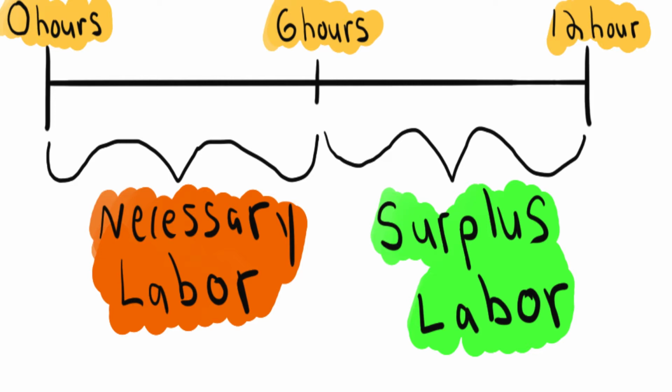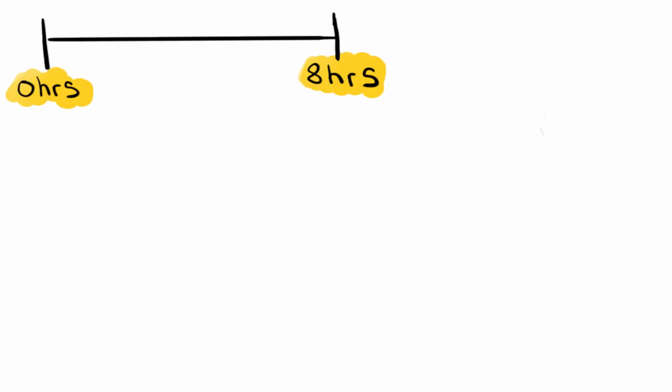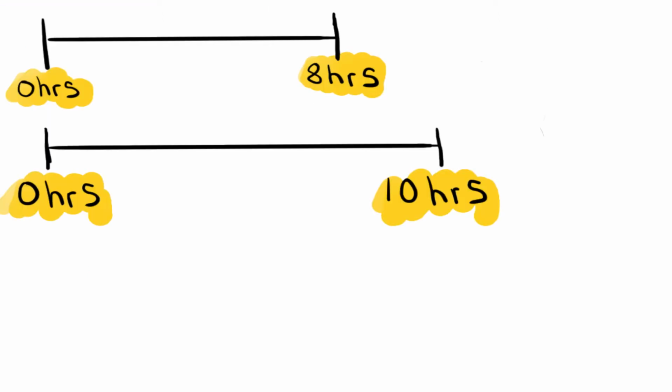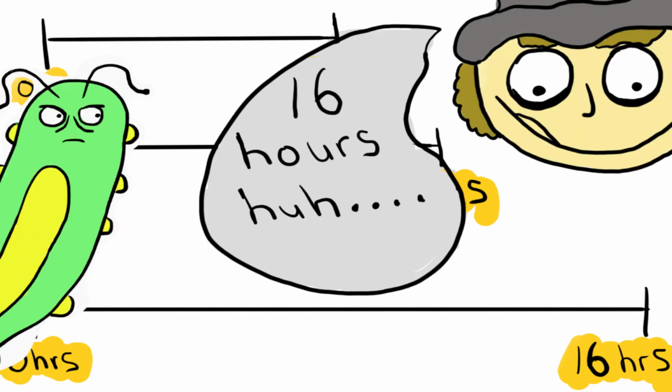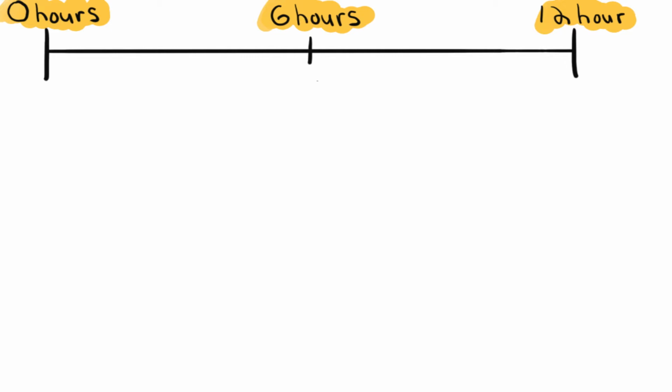The work shift can consist of 8 hours, as is common in today's society, perhaps 10 hours, as was common in Marx's time, or even something like 16 hours. Yes, it's true, people did used to work 16 hours. Not only can the total length of the work shift vary, but also the portion made up by the necessary labor and the surplus labor.